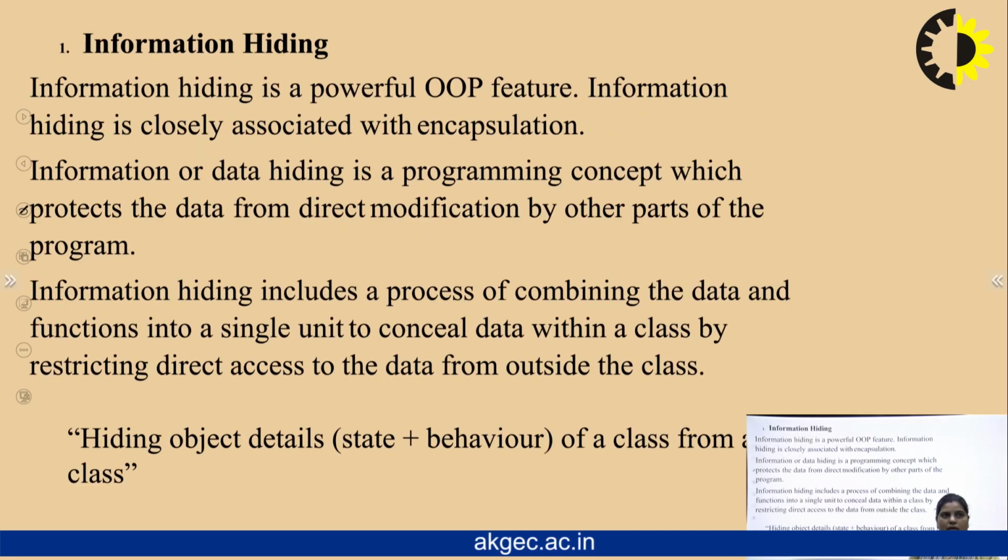What is information hiding? Basically, information hiding is an abstraction which hides unnecessary information from the programmers. Information or data hiding is a programming concept which protects the data from direct modification by other parts of the program.